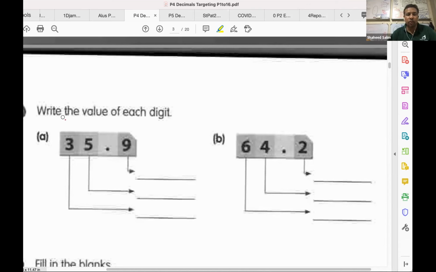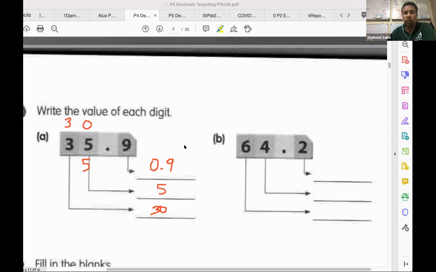This one, you write down the 3. Down here, the value of the 3 is 30. So this is 30. What about the value of the 5? The value of 5 is 5 ones, so 5 for the dot. Then this one you must put a 0.9, but then you must put a 0 in front.